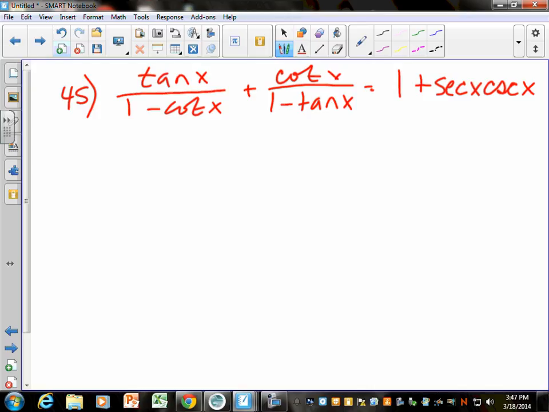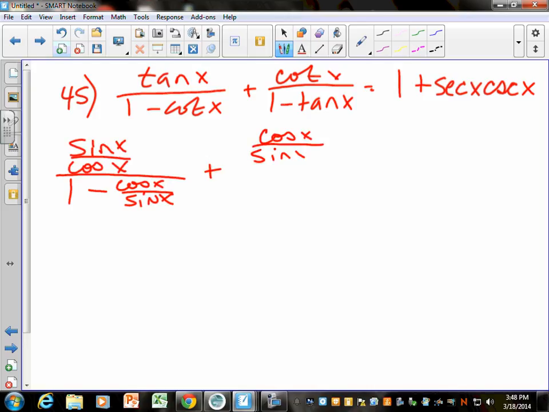And so then I went to sines and cosines. It does get a little messy here, so you want to keep track of all your denominators. So step 1, let's go to sines and cosines. So I'm going to get sine of x over cosine of x over 1 minus cosine of x over sine of x, plus cosine of x over sine of x over 1 minus sine of x over cosine of x.